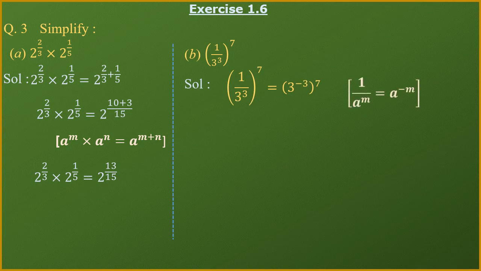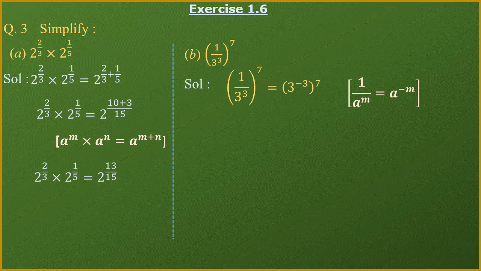The formula I am using here, 1 upon a to the power m is equal to a to the power minus m. Actually the formula is same, only the term placement I have made changes here. Normally we write a to the power minus m is equal to 1 upon a to the power m, but we have given that the term is in the form of 1 upon a to the power m, that's why the formula is written in the same manner. Okay, so 3 to the power 3 is coming at the place of numerator, the sign of the power changes, it becomes minus 3.